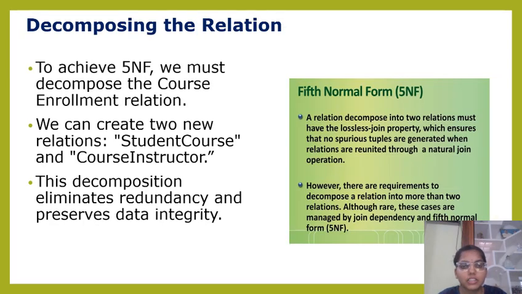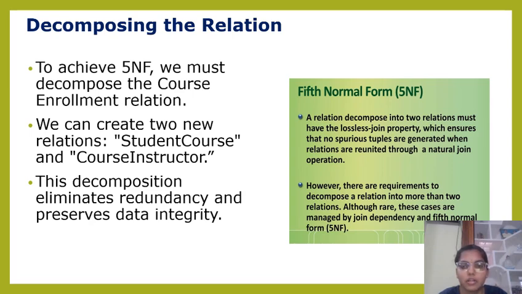Decomposing the relation. To achieve 5NF, we must decompose the course enrollment relation. We can create two new relations called student course and course instructor. This decomposition eliminates redundancy and preserves data integrity.